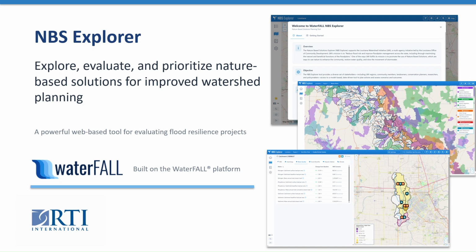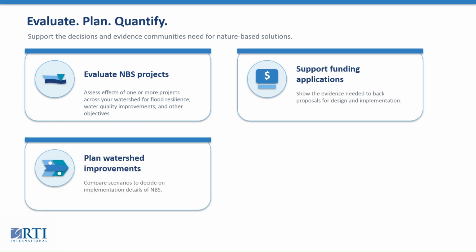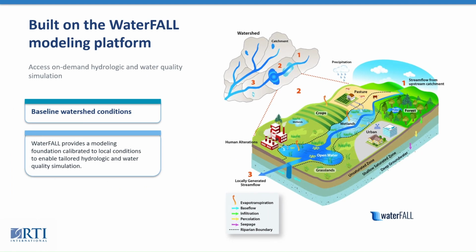Welcome to the Nature-Based Solutions Explorer, a powerful web-based tool that helps communities evaluate flood resilience projects. Whether you're applying for implementation funding or planning broader watershed improvements, the NBS Explorer provides the data and analysis you need to quantify the benefits of nature-based solutions. The NBS Explorer is built on RTI International's Watershed Flow and Allocation Model platform, which enables the on-demand hydrologic and water quality simulation of NBS implementations.